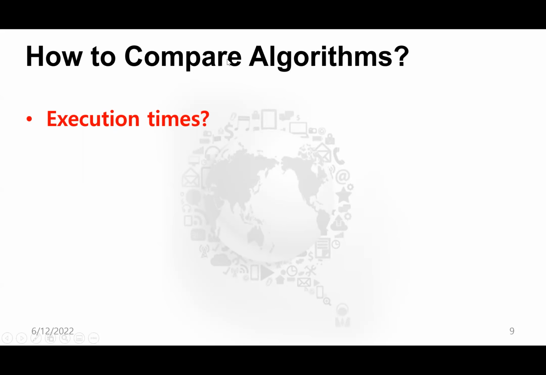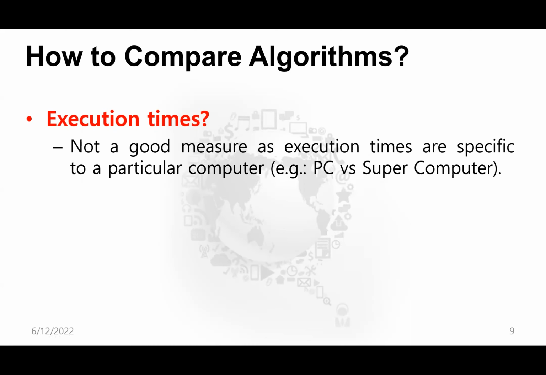So now let's look at how we compare the algorithms. Are we going to use the execution time to compare the algorithms that I can choose? Execution time might not be a good choice because execution time is very specific to what type of computer you are using. For example, a PC versus a supercomputer. Of course, if you use a different machine, then the execution time of your algorithm can be different. So this might not be a good method.